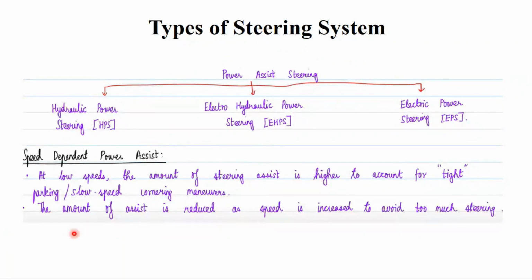First is the speed-dependent power-assisted steering system. At low speed, the amount of steering assistance is higher to account for tight parking, slow speed, or cornering maneuvers. And the amount of assist is reduced as speed is increased to avoid too much steering.